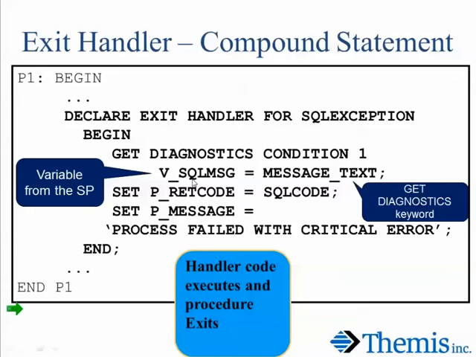called SQL MSG. Now, naming standards for this presentation, variables that are declared in the procedure are prefixed with a V. Parameters are prefixed with a P. So after the GET DIAGNOSTICS, we move the SQL code to the save area, parameter area, we're going to send it, and then we're moving the message process failed with critical error to our P message.